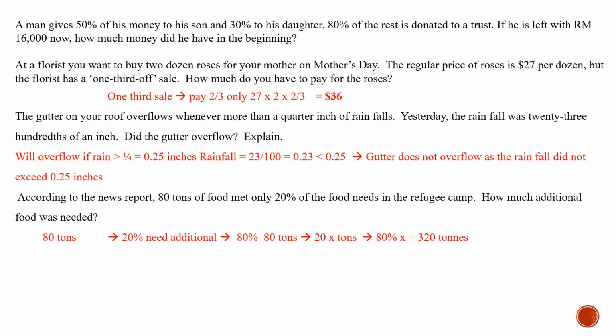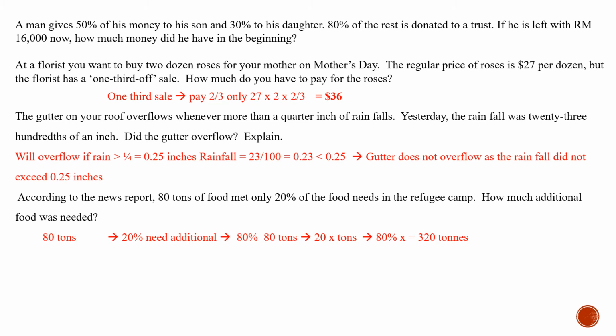All right, a man gives 50% of his money to his son, 30% to his daughter, 80% of the rest is donated to a trust. If he's left with 16,000 now, how much money did he have in the beginning? So from what I see, most of you got this correct, all right? So if he's left with 16,000, now that is the balance. Always remember the beginning is always 100%. All right, so he gave half the money to his son, 30% to his daughter, okay, and 80% of the balance is donated to a trust. So most of you got this right. If you can't get it, then please come to me. I will teach you how to do it.